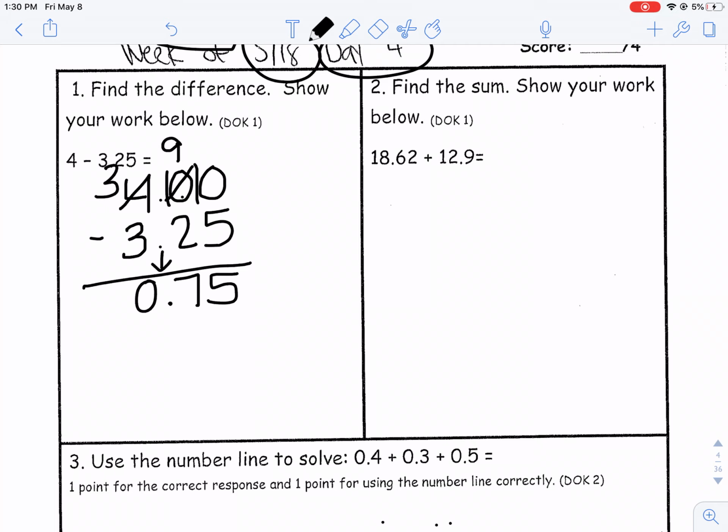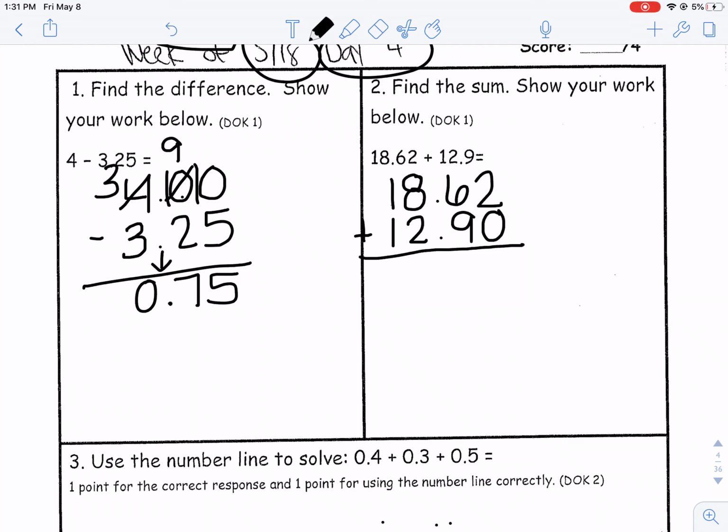Okay, number 2, find the sum. Show your work below. So remember, in not multiplication, but addition and subtraction, we always have to line up our decimals. So we are going to go 18 and 62 hundredths plus 12 and 9 tenths. Once again, if I would like to add my 0 at the end of my decimal, I can as a place value holder just to make it line up nicely for myself. I don't have to, but please remember to make sure that you're lining them up correctly.